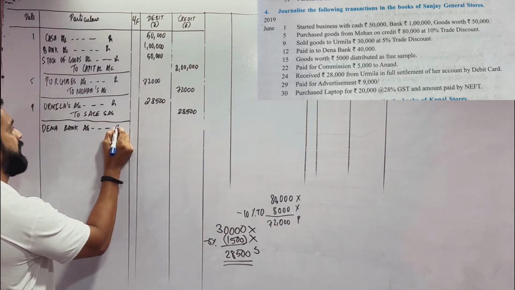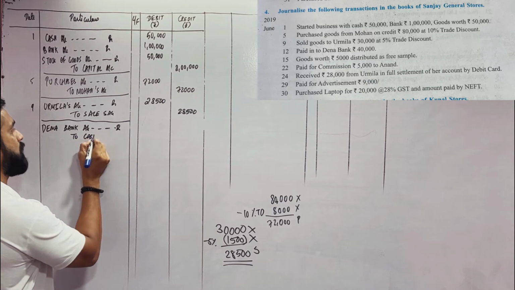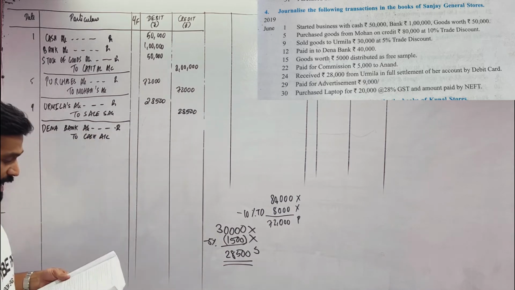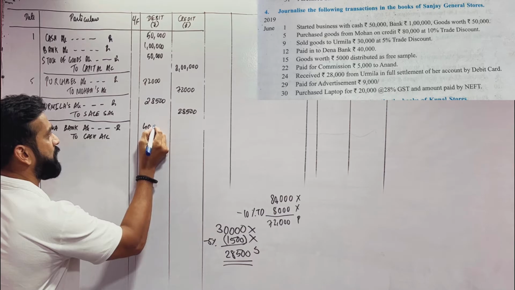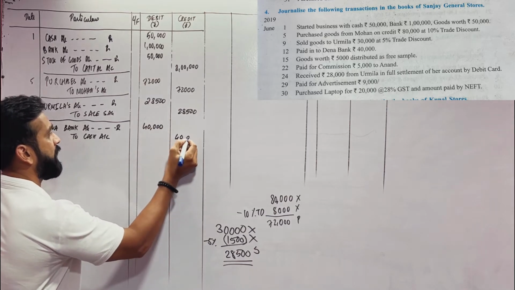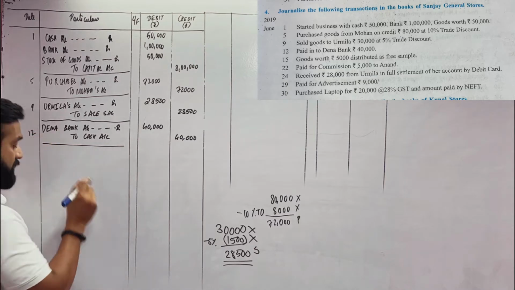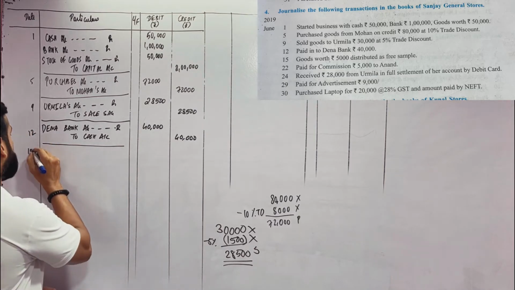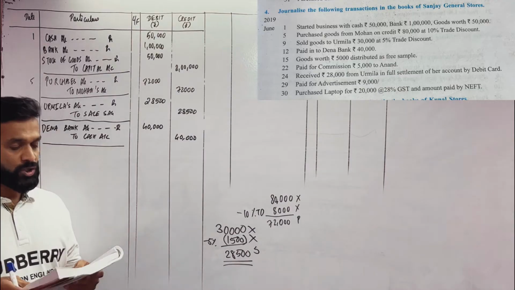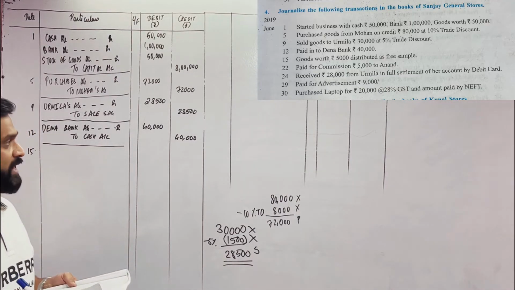account is debit to cash account. To cash account. The amount is 40,000. The narration is paid into Dena Bank. The date is 12. Next date is 15. 15th is goods worth rupees 5,000 distributed as free sample.